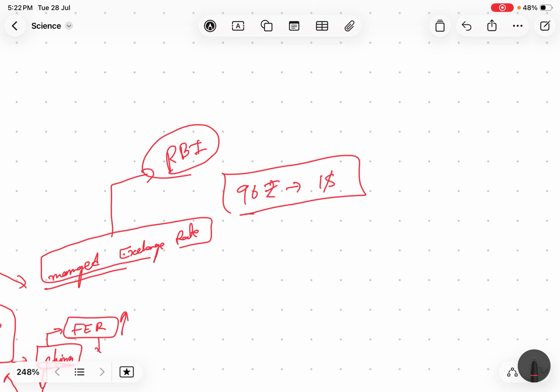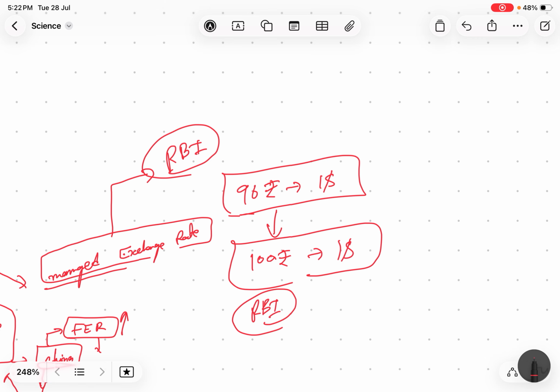So for example, at this time the rupee is freely getting exchanged with the US dollar as per market forces. At the point when the rupee reaches 100 rupees for $1, RBI will think, now it is too much, we cannot let our currency depreciate to that level. At that point in time, RBI can interfere. So this is the type of foreign exchange rates.